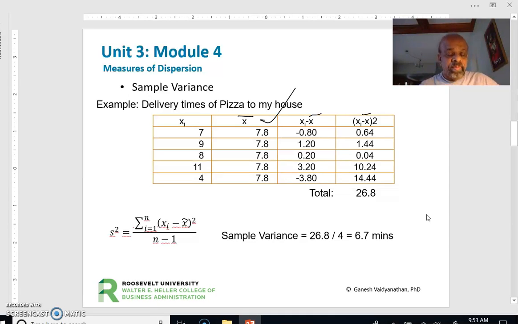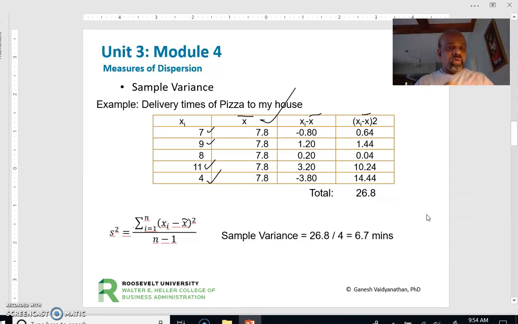So I'm going to make a table. The first time the pizza guy comes, I measure the time and I'm getting 7 minutes. The second time he makes it to my house in 9 minutes. The fourth time he makes it in 11 minutes. The fifth time, boy, this was very quick. He made the pizza to my place in 4 minutes.